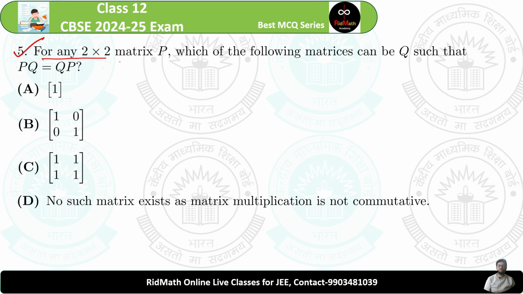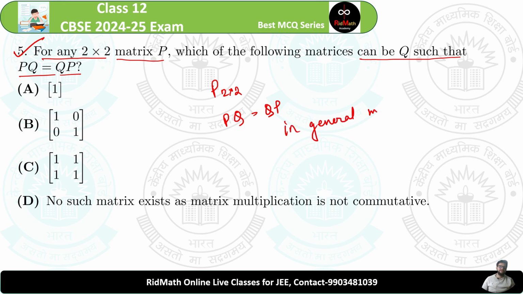For any 2 cross 2 matrix P, which of the following matrices can be Q such that PQ equal to QP? Okay. P is a 2 cross 2 matrix and it is said that PQ equal to QP. We know that in general matrix multiplication is not commutative. Not commutative means PQ not equal to QP in general.